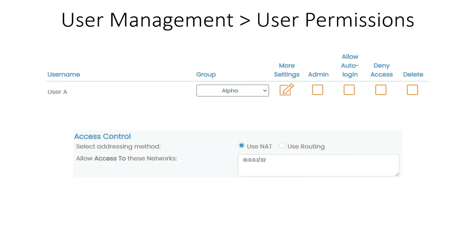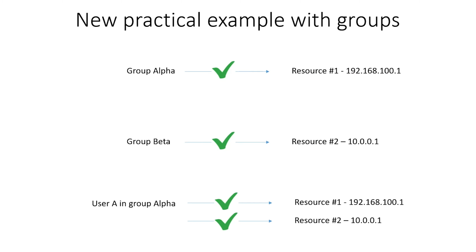And finally, we will go into the More Settings portion for user A, so that we can grant him access to one more resource on top of the one he inherits from group alpha. This is the exception we spoke of in the overview earlier. User A will be able to access resource 1 because he inherits this from group alpha, and he will be able to access resource 2 because we will specifically grant this user that additional access. Other users assigned to group alpha will not be able to access that second resource unless you also give those users that additional access. So in conclusion, we have now achieved this particular practical example with groups.